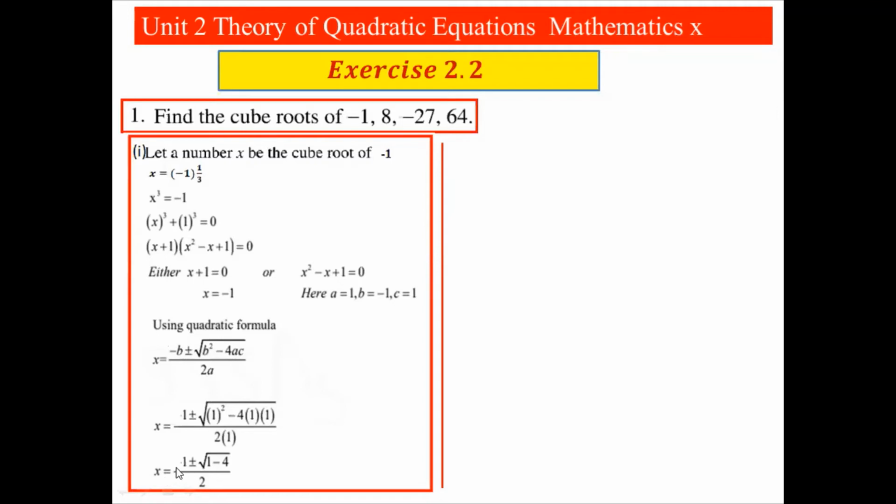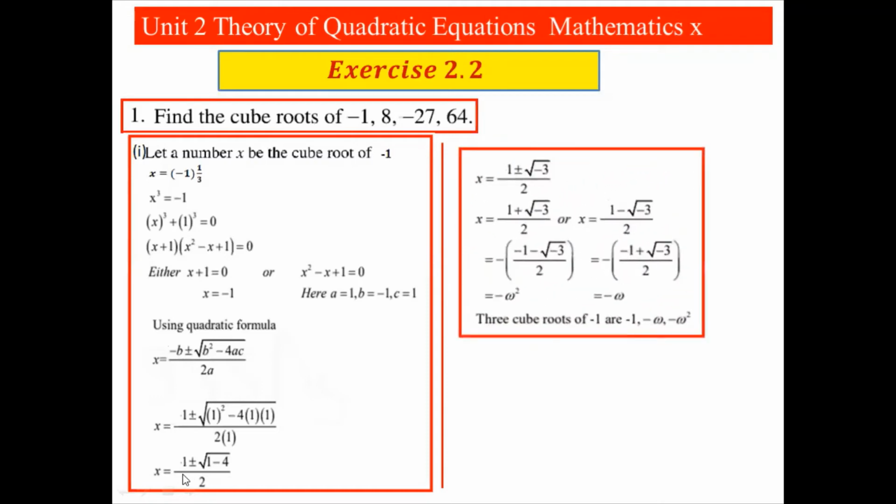So x is equal to 1 plus minus square root of 1 minus 4 divided by 2. So 1 minus 4 is equal to minus 3. So x is equal to 1 plus minus square root of minus 3 divided by 2. So we can write this with positive and negative sign. So x is equal to 1 plus square root of minus 3 divided by 2, or x is equal to 1 minus square root of minus 3 divided by 2.